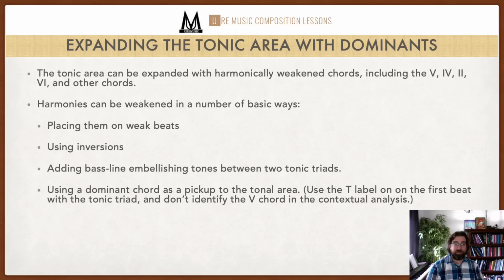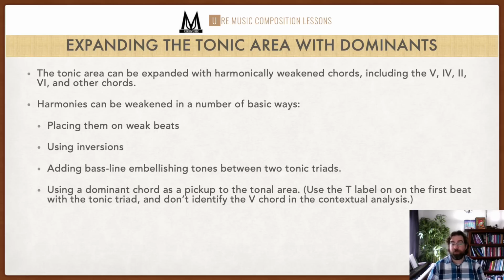You can also use inversions. Inversions will weaken the sound of any chord. Anytime you have a chord that's in root position, where they're stacked in thirds, it creates a very strong resonance, and that's mostly because of the overtone series. When you use inversions, all of a sudden that relationship is obscured a little bit, and they don't sound as strong, so they sound weaker. You can also add bassline embellishing tones between 2 tonic triads, or embellishing tones between any of the upper voices. Embellishing tones are a great way to sort of obscure the tonic area and keep the piece moving forward.